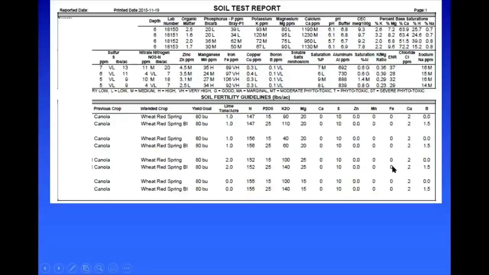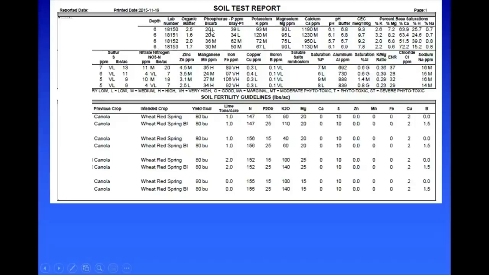And I'll just show you one last report. This is from an Eastern Canada lab. In this particular case, there are 4 different fields. They've just been sampled at 0 to 6 inch depth. And I like to stress it's very important. We need to be testing down to 24 inches, particularly for nitrogen and sulfur.